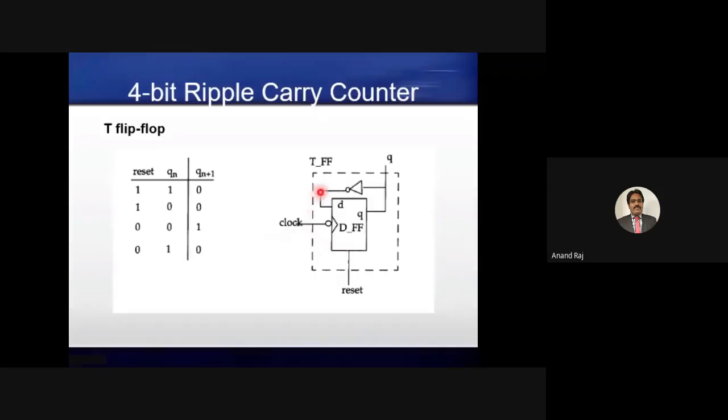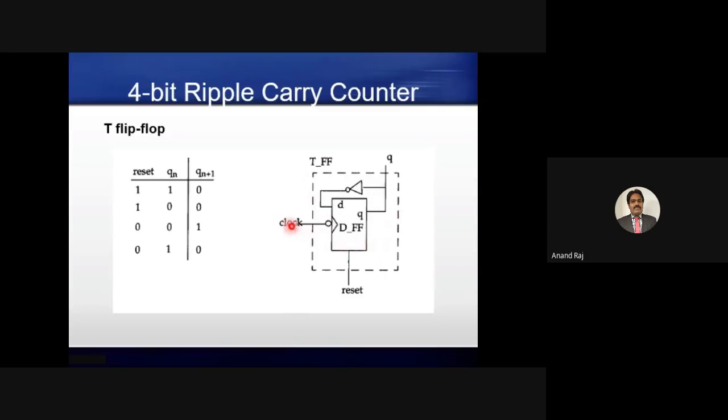Let us see how we have built the T flip-flop. The T flip-flop is built using a D flip-flop and an inverter. As you know, in the D flip-flop, when it gets an active clock, whatever is at the D input will be passed on to the Q output. So here the modification we have done is that the output Q, we have passed through an inverter and given it to the input D. So this will behave like a T flip-flop.